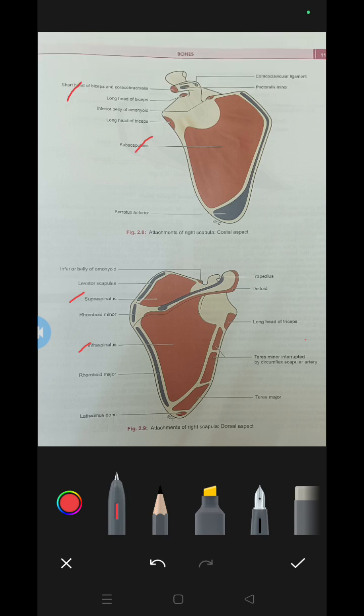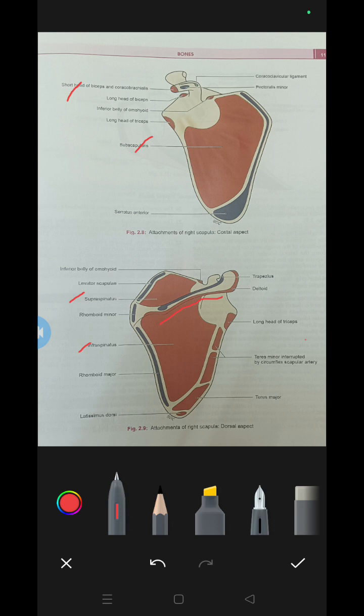Next, the deltoid. Deltoid arises from the lower border of the crest of the spine and from the lateral border of the acromion. The acromion fibers are multipennate. Multipennate means it has more heads. The lower crest means the lower border of the crest of the spine, that is, the lower lip of the spine.